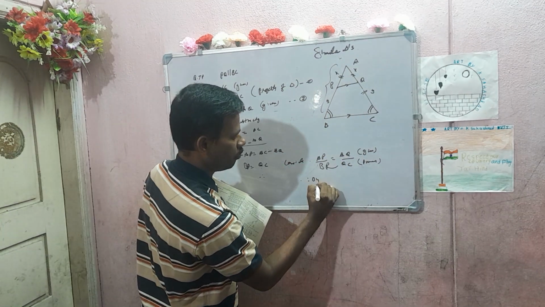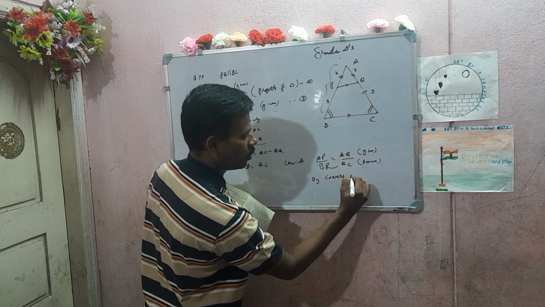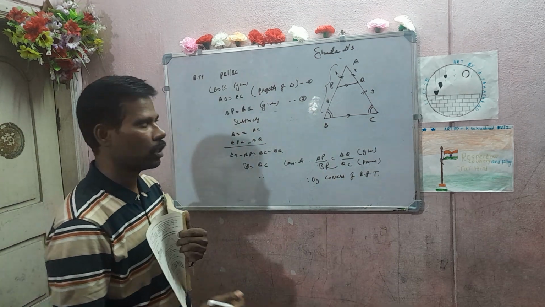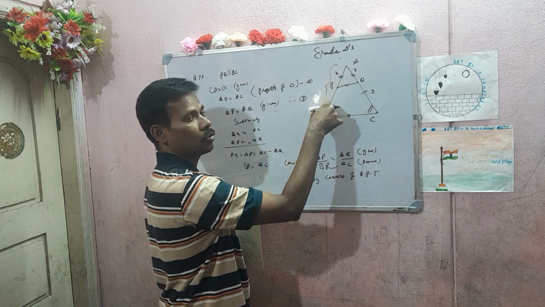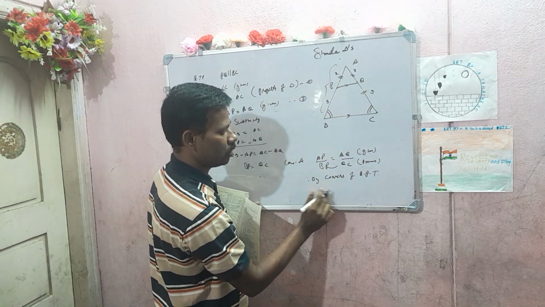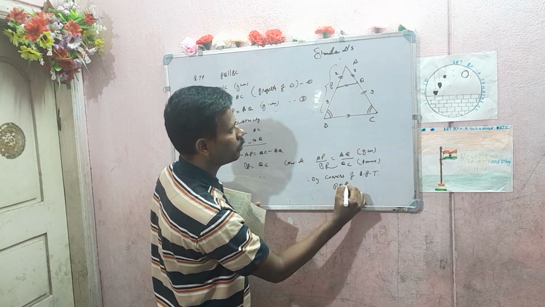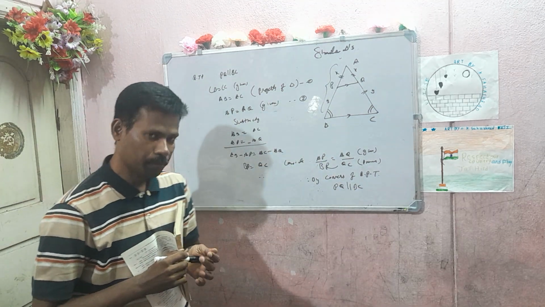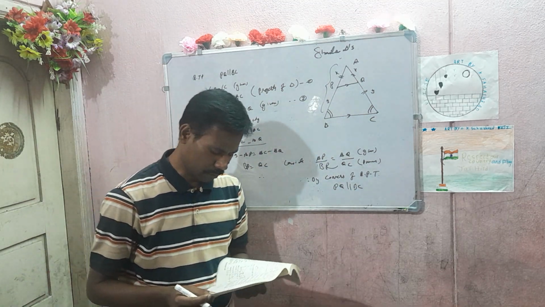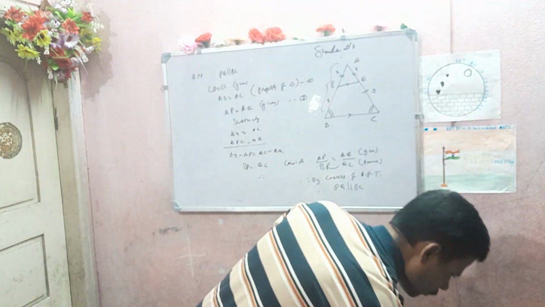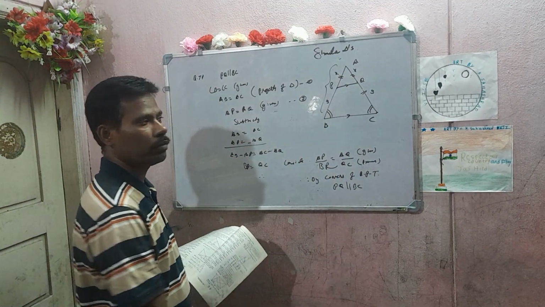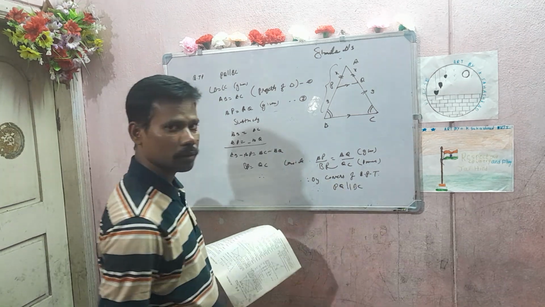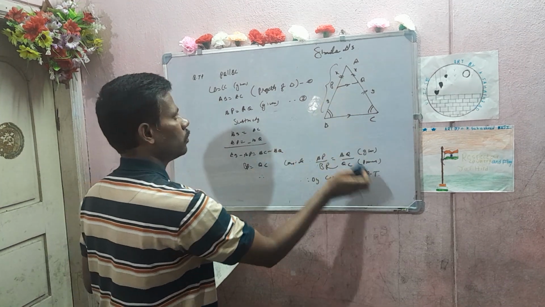Therefore, by the converse of the basic proportionality theorem. What is the converse? If a line divides the other two sides in the same ratio, then the line is parallel to the third side. So PQ is parallel to BC. Hence it is proved.